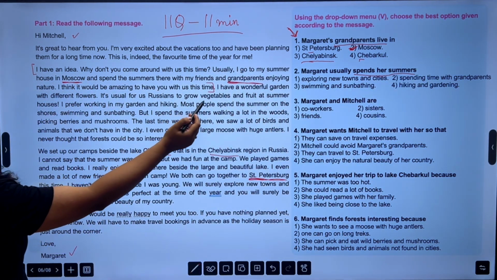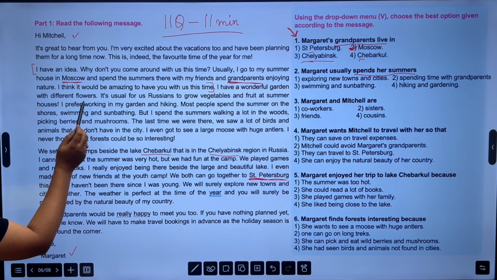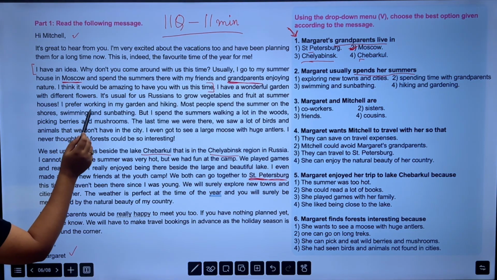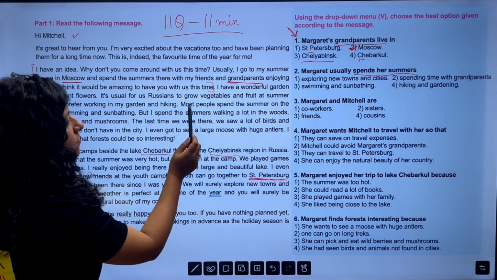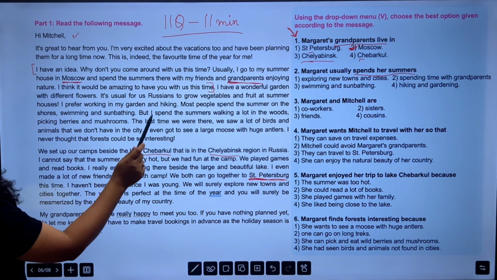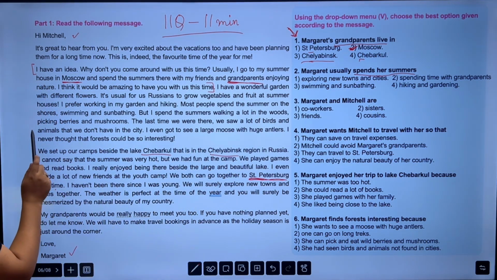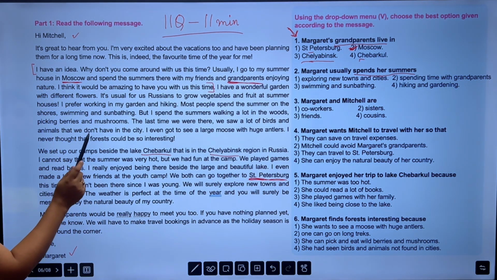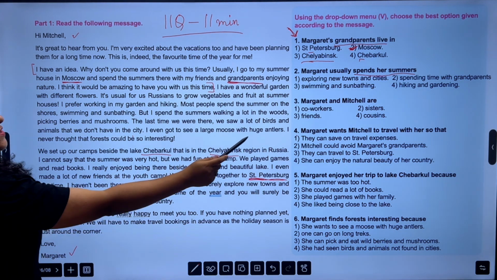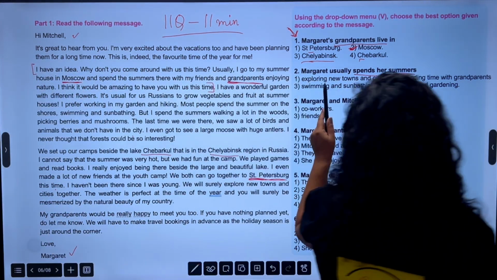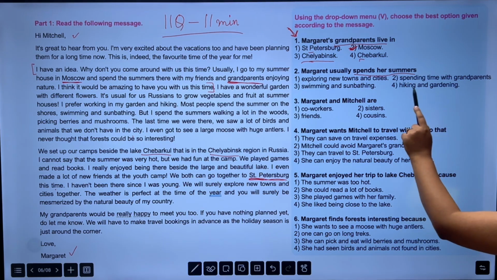So we keep on reading. "I have a wonderful garden with different flowers. It's usual for us Russians to grow vegetables and fruit at summer houses. I prefer working in my garden and hiking. Most people spend the summer on the shores, swimming and sunbathing, but I spend the summers walking a lot in the woods, picking berries and mushrooms. The last time we were there, we saw a lot of birds and animals that we don't have in the city. I even got to see a large moose with huge antlers and never thought that forests could be so interesting." Now, here, Margaret is talking about how she spends her summers.